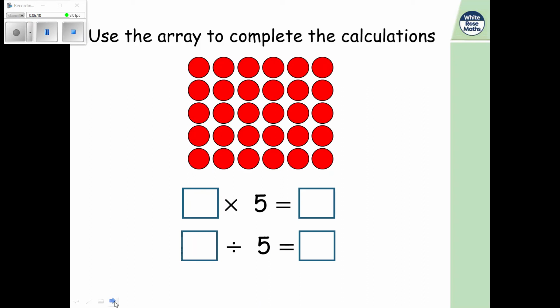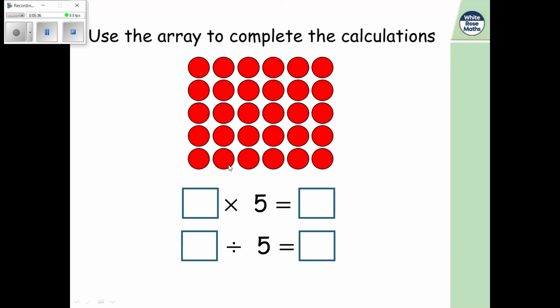Use this array to complete the calculations. Right, so we know that arrays, you need to count them really carefully. So first of all, we could look at our columns. So we have 1, 2, 3, 4, 5 in each column, and our rows 1, 2, 3, 4, 5, 6. So I know that I had 5 in my column and 6 in my row, which means it must be 6 times 5. Now I need to know the answer.